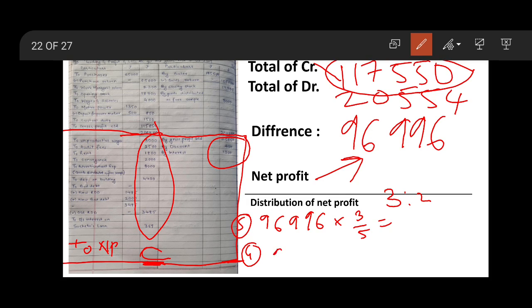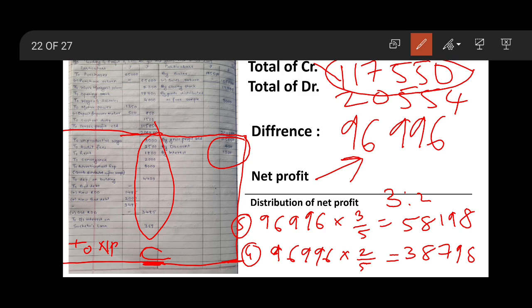Again the same amount, 96,996 into 2/5, the second share. How much will you get? You will get 58,198 for the first one, and for Gayatri you will get 38,798. So this will be written here in the inner column.